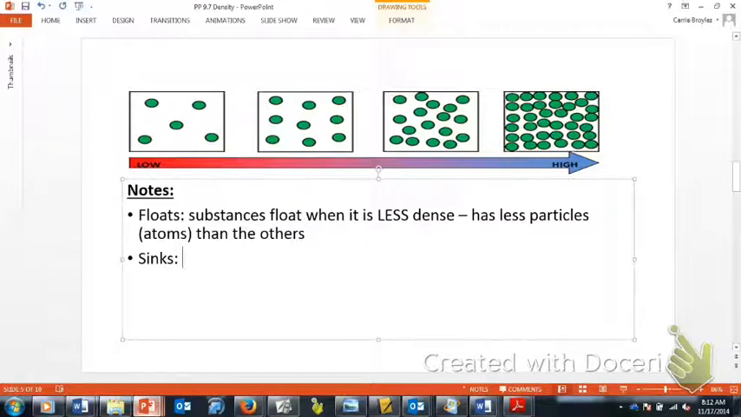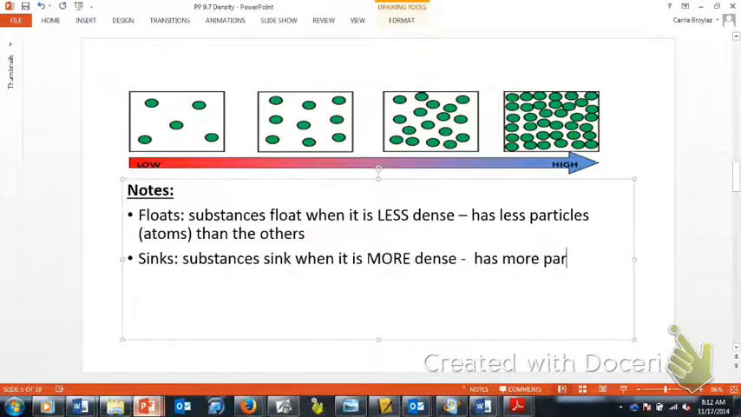When we talk about something sinking, okay, we're looking at substances that sink when it is more dense. And what that simply means, once again, is that it has more particles or atoms, we need to keep that in mind, than anything else. And so this would be the sinker that you would put on the actual fishing line, and it sinks down below the water, meaning that that sinker has more atoms inside of it than the water that it is in.